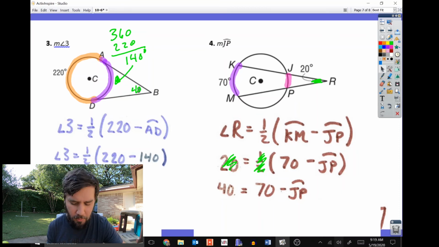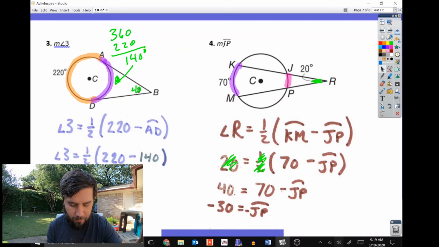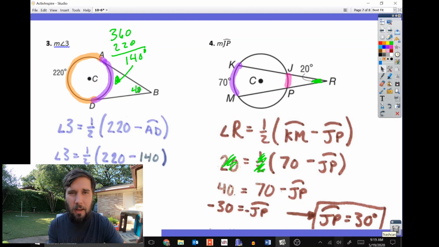And then here, we're going to have to subtract 70. So if I subtract 70, I get 40 minus 70, which is negative 30. But that's equal to negative arc JP. And then you've got to divide by negative, or just make it positive because two negatives. So therefore, arc JP is 30 degrees. And there you go. If you wanted to check your work here, take their difference, 70 minus 30, that's 40, take 1/2 of it, and you get 20 degrees, and it works out. And so that's the conclusion here.